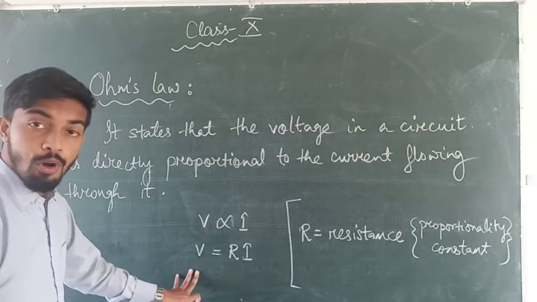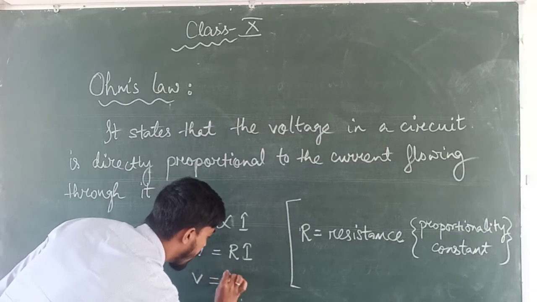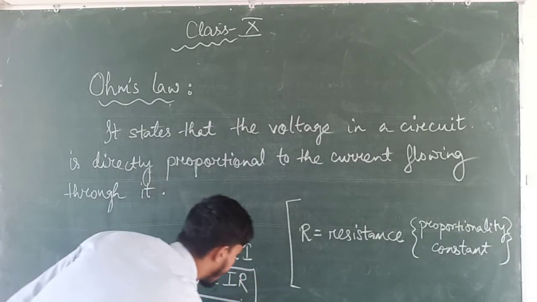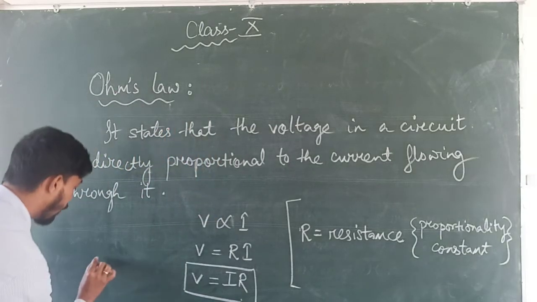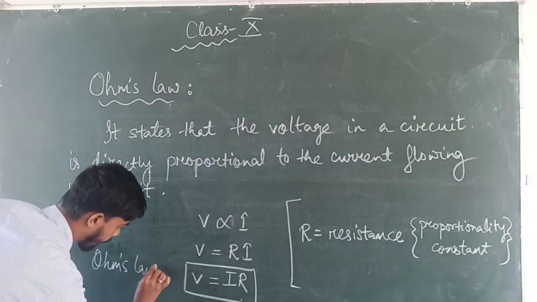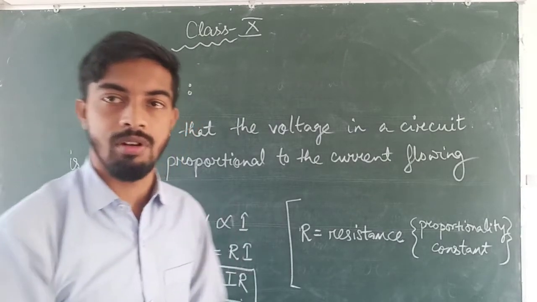And this formula can be properly written as V equal to I R. This is our formula for Ohm's law. You can write it down.